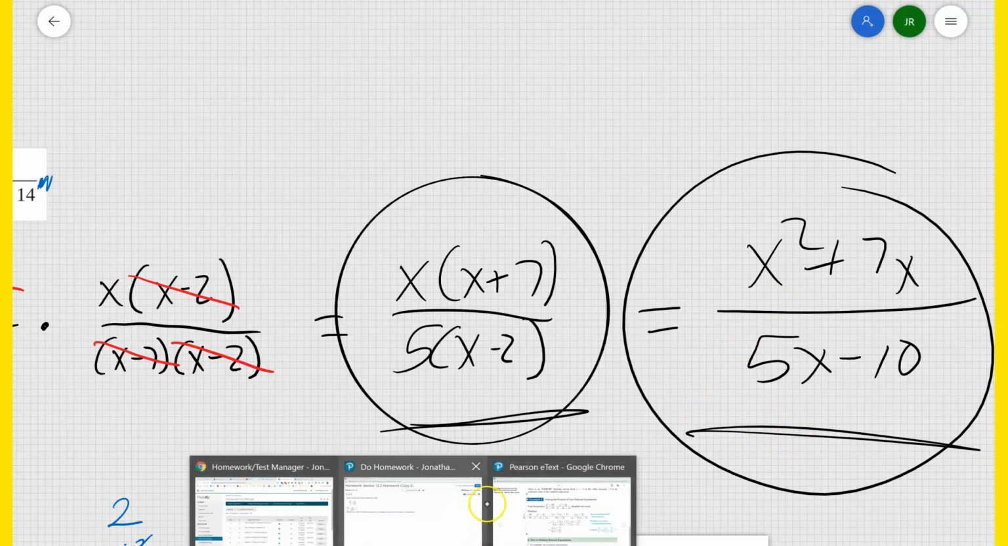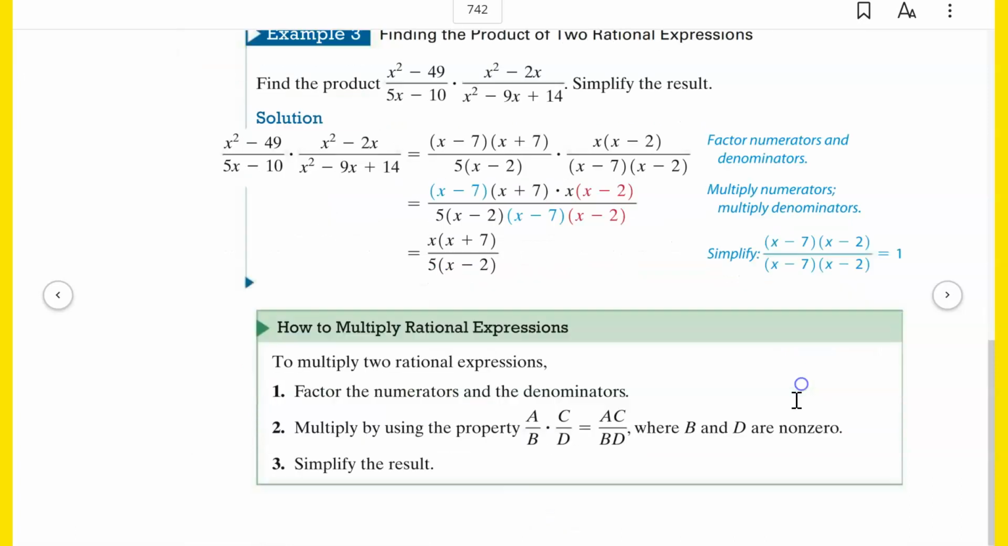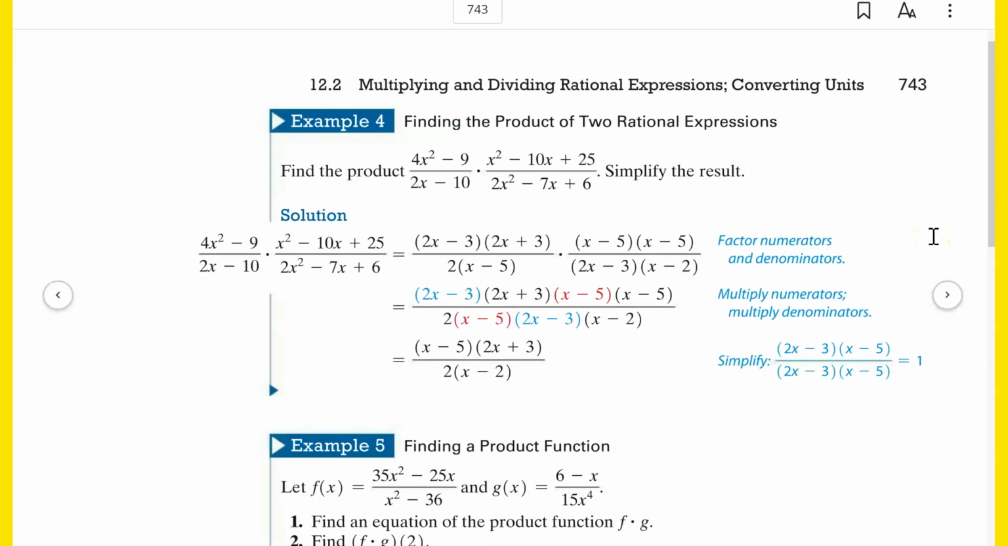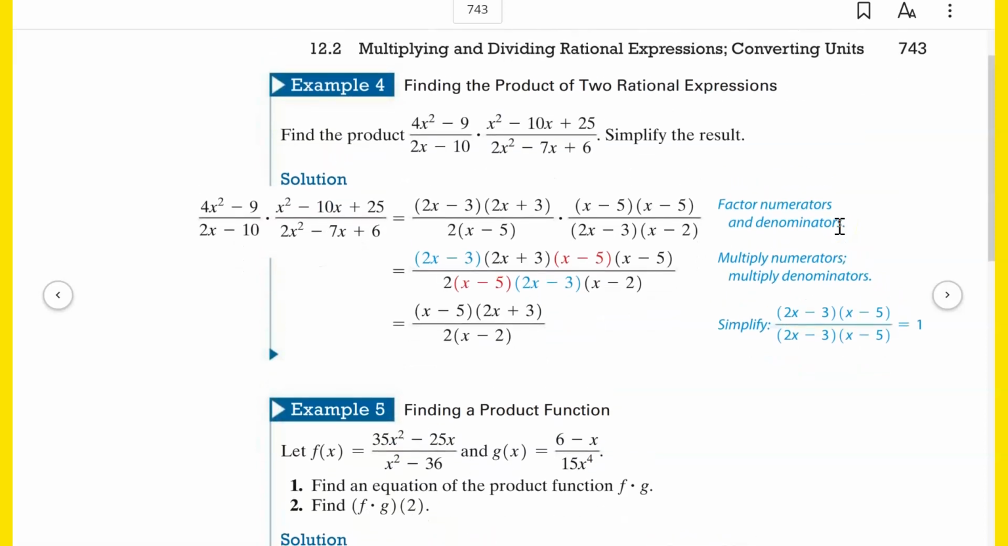Okay, let's see if there are any other good examples in this unit. Yep, go ahead and try example 4 there.